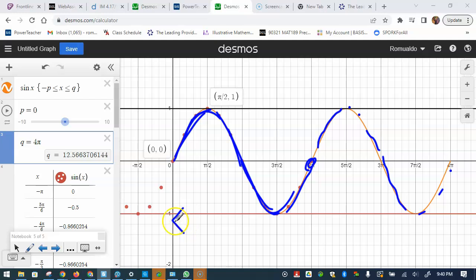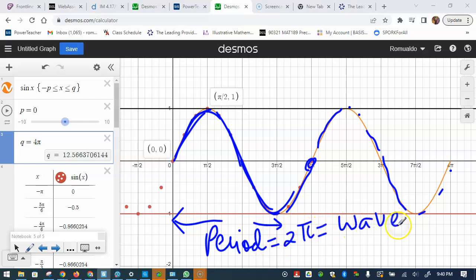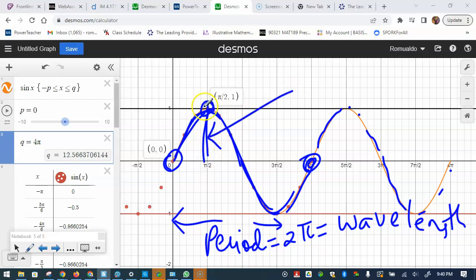So we say the whole thing is called the period, which is 2 pi. In physics, we also call it wavelength. And then this period has a maximum. This is the amplitude, the distance from the maximum to this.